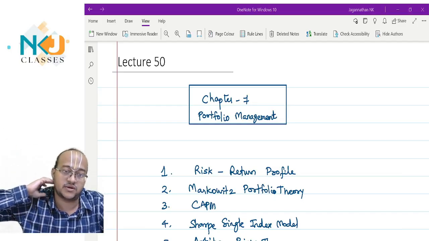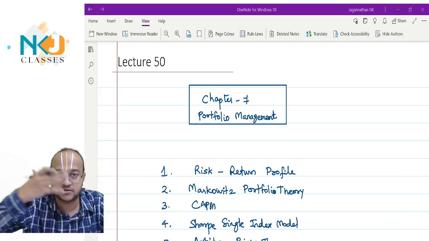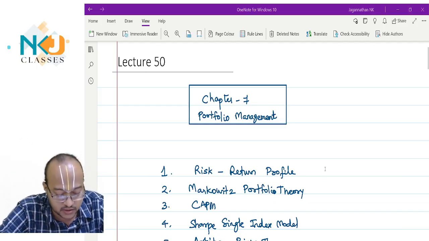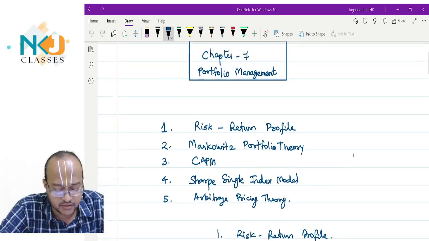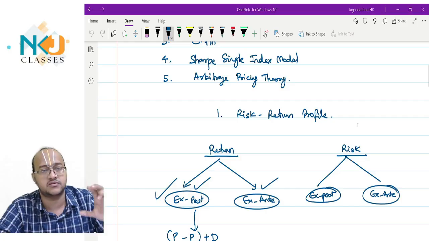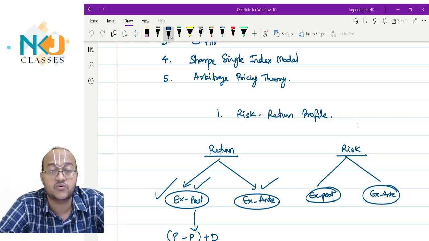There is a chapter called security analysis, because it comes under the technical analysis part of security analysis, which we will discuss later. So these are all the agenda for this chapter, right? Then we started with the risk return profile. There we started with how to find return.